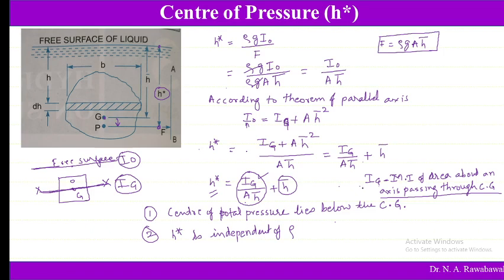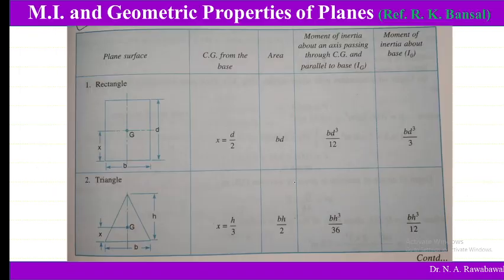It depends on the plane. Tetrahedron is not a plane, it is a three-dimensional object. So it depends on the type of plane. Now we can see here for a rectangular plane having width b and depth d, the center of gravity from its base is at half of this depth.